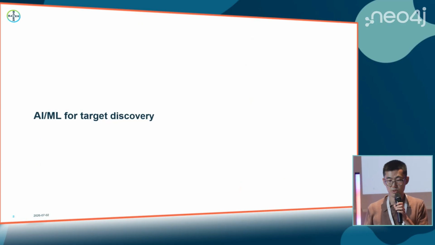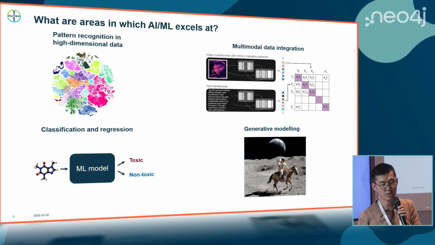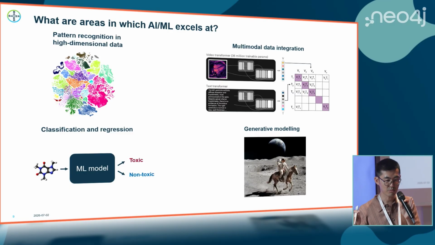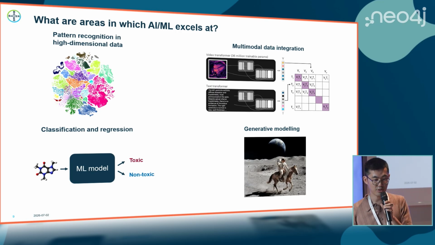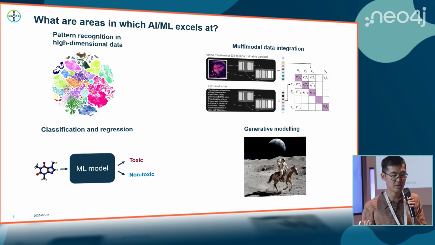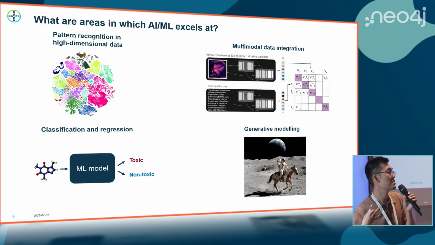So how do we use AI/ML for target discovery? This is going to be also a bit of an introduction. I wanted to first start with what are areas in which I think AI and ML excel. I think there are, well, roughly 4 areas. The first one is really pattern recognition in high-dimensional data. So if you have a very high-dimensional data set, such as gene expression data, you can easily cluster it, you can find patterns in it.